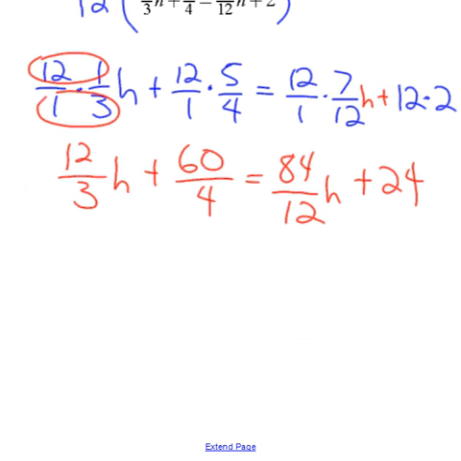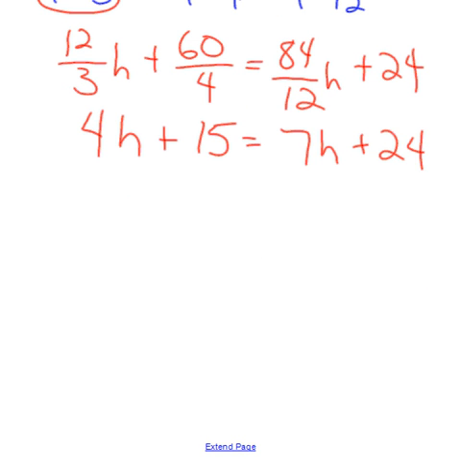Next step down, you just do the divisions. Now, if you've done it correctly, if you've found the right common denominator and multiplied correctly, these will all come out to be whole numbers. And if something else happens, it means you messed up above, so go back and recheck your answers. These are all going to come out as whole numbers. 12 divided by 3 is 4. 60 divided by 4 is 15. 84 divided by 12 is 7. And then I have my 24.